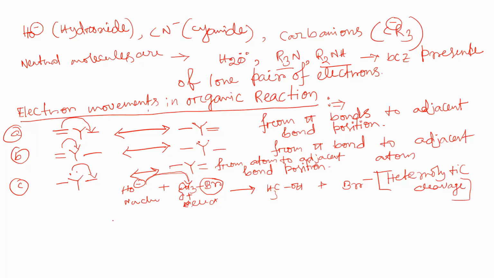Now, for another example which goes via homolytic cleavage, let's say we have CH3Cl. A single bond is always formed by two electrons, and these two electrons are shared by both atoms. What will be generated in homolytic cleavage? CH3 dot plus Cl dot. That is homolytic cleavage.